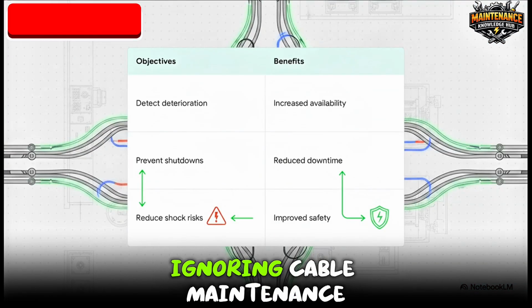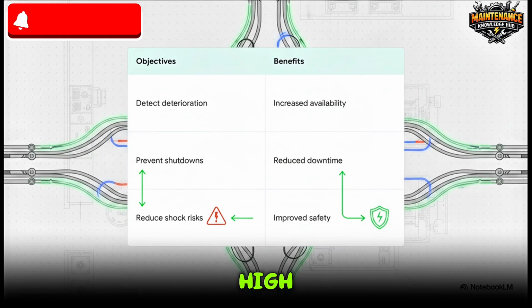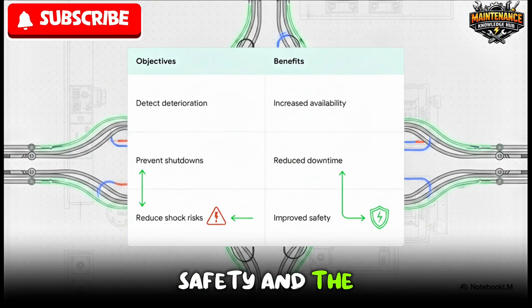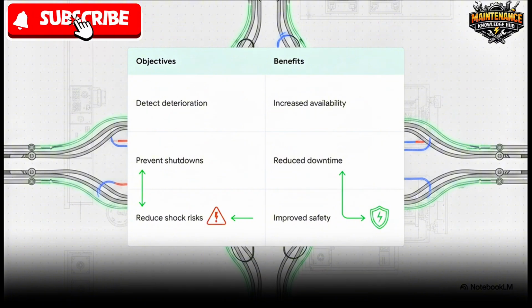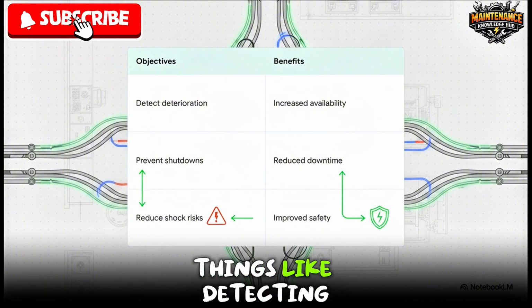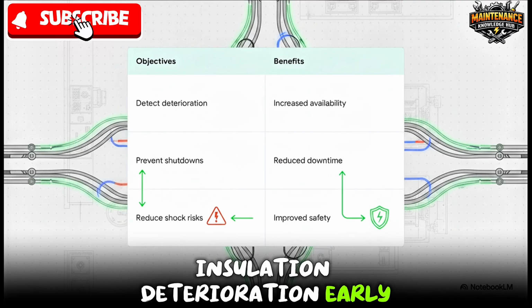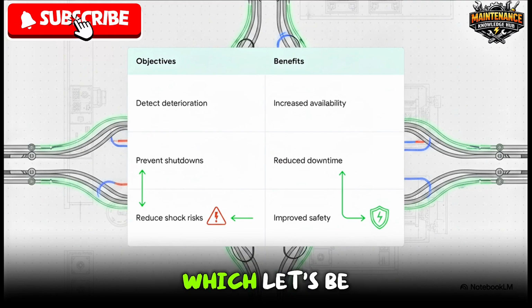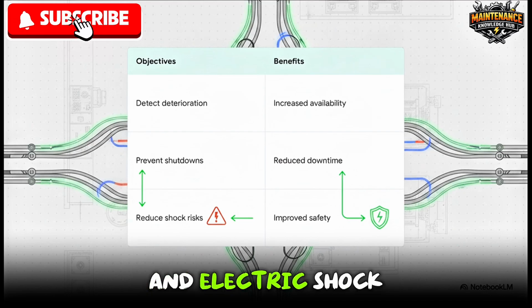The stakes of ignoring cable maintenance are just incredibly high. It's not simply about keeping the lights on. It is about life, safety, and the absolute survival of your operation. We've got proactive objectives here. Things like detecting insulation deterioration early, preventing unexpected equipment shutdowns, which, let's be real, can cost thousands of dollars a minute, and reducing the risk of fire and electric shock.